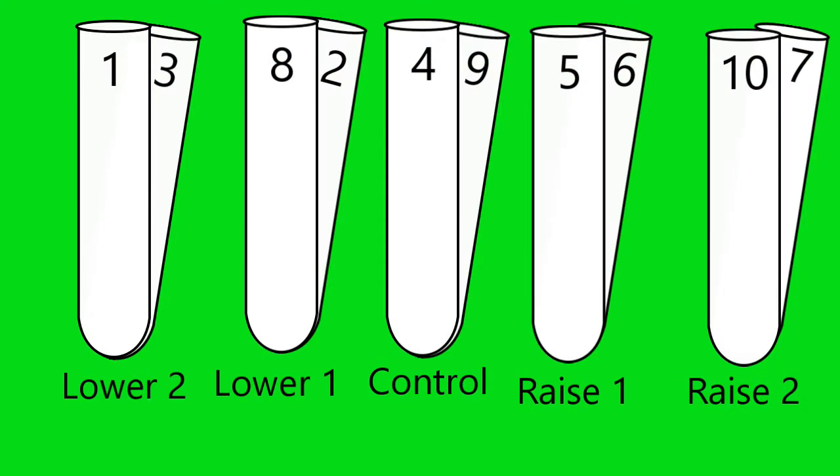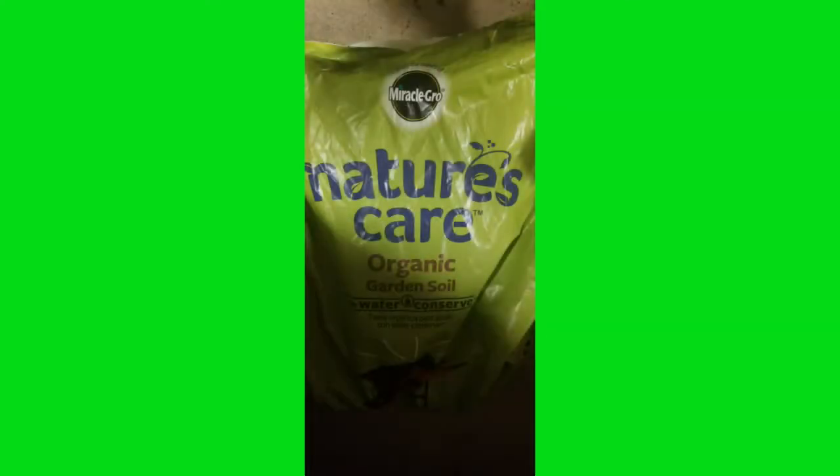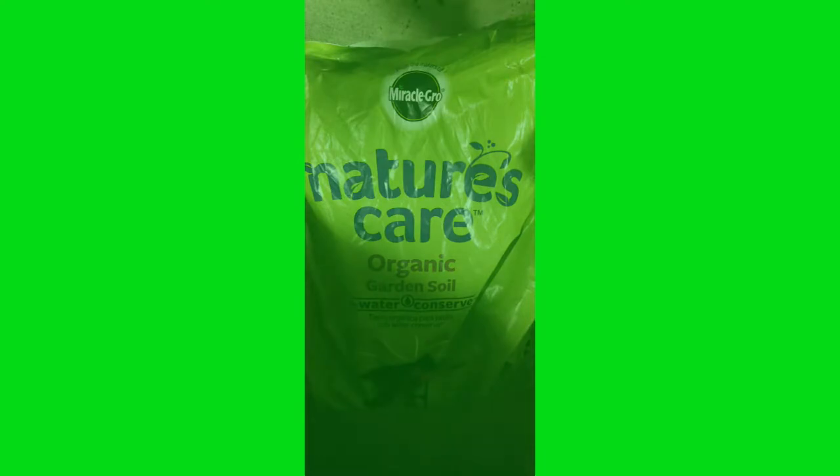Campbell gathered 10 test tubes and used a random number generator to label the tubes Raise pH 1, Raise pH 2, Control, Lower pH 1, and Lower pH 2, duplicating each test. Using a pipette, Jacob added 6 milliliters of the algae culture to the test tubes. Campbell created a soil-water mixture of Nature's Care organic garden soil by Miracle-Gro and added 3 milliliters to the algae.